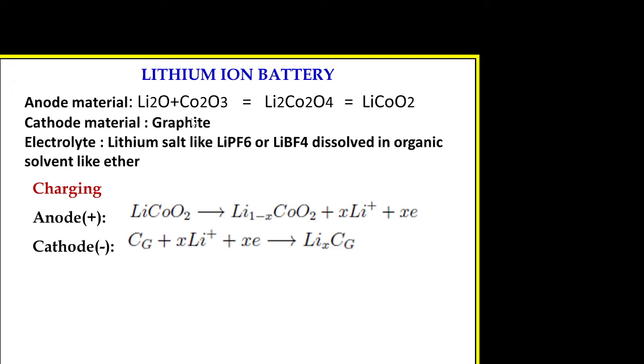The cathode material is graphite. The electrolyte is a salt of lithium like LiPF6, Li plus PF6 minus, or Li plus BF4 minus, dissolved in an organic solvent like ether.